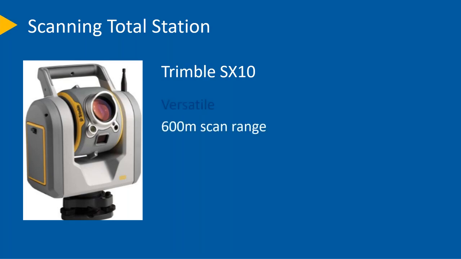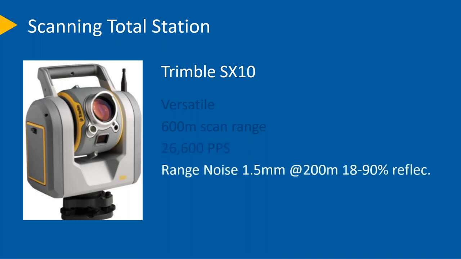This scanner in particular has a range of up to 600 meters, which is phenomenal for scanning, especially if you're doing large areas for topos. Now, that's scanning at a speed of 26,600 points per second. So this isn't nearly as fast as the dedicated high-speed scanners that I showed you earlier. But the range noise on this is actually a little bit better, giving you 1.5 millimeters at 200 meters on the 18 to 90% reflectivity.